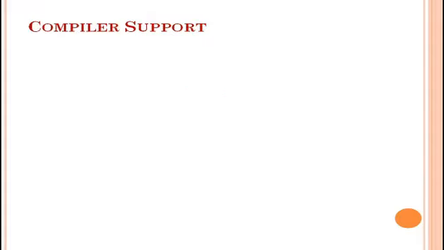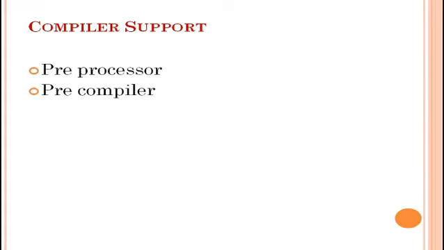Coming to the last part of the elements of computer, that is compiler support. So there are three compiler approaches. One is preprocessor, second one is the precompiler, and the next one is the parallelizing compiler. Coming to the first one, a preprocessor uses a sequential compiler and a low level library of a target computer to implement the high level parallel constructs.